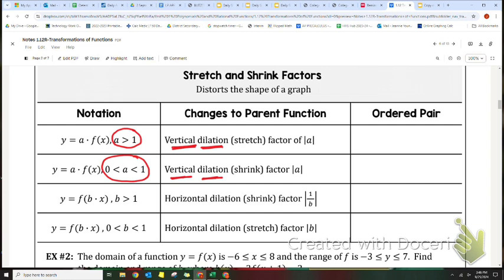And so our ordered pair, y does what it's supposed to, so we would just take our x, comma, a times y. Or I like to write it as y times a. I always put my y value first.